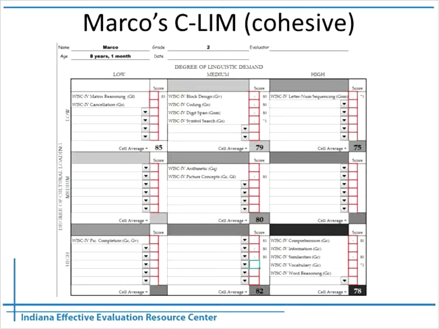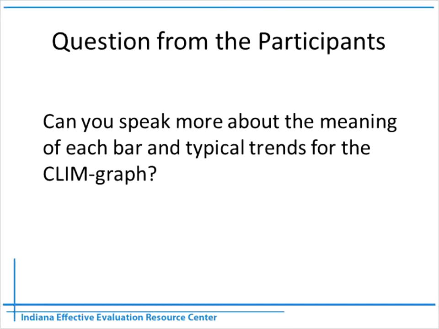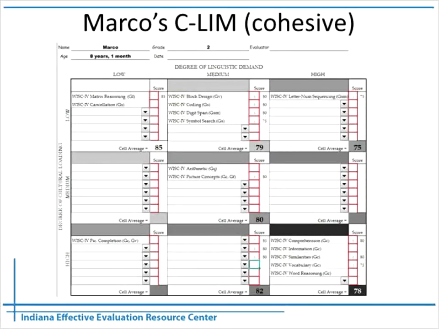So in this case, if I put the subtest scores into the C-LIM here, you can see the scores, 85 here, 79, 75, 80, 82 down here, and the 78 in the bottom right-hand corner. And we kind of see a decline, but not too much. If I look at it in terms of the decline, a little bit, probably not as much as I'd like to see.